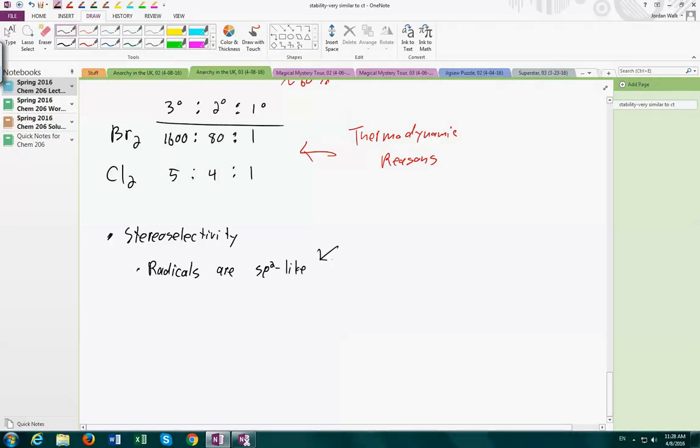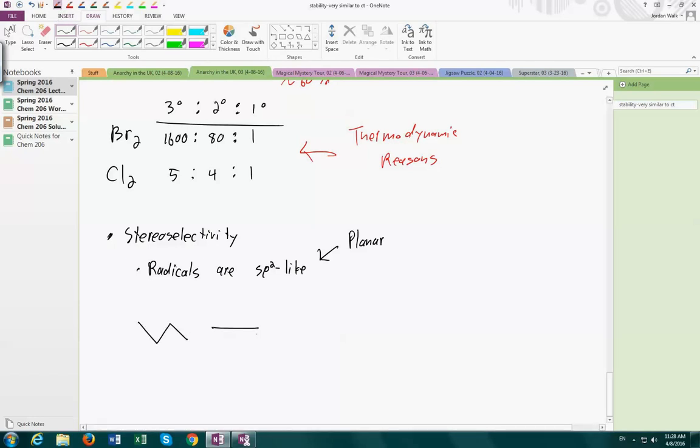And so that's important because sp2-like or sp2 hybridized atoms are planar. Can we have a stereocenter in an sp2 atom? Can we have a chiral center? No, we can't, right? We've got to have sp3 hybridized atoms. And so this is significant in terms of the stereoselectivity that we see. So there's two cases we want to think about.